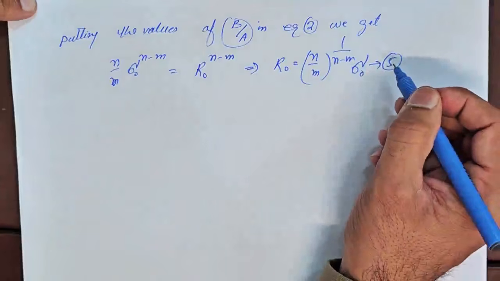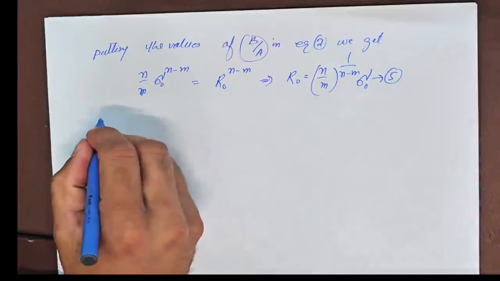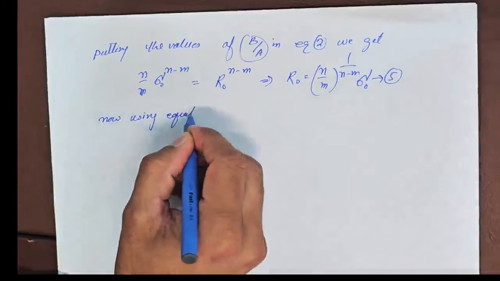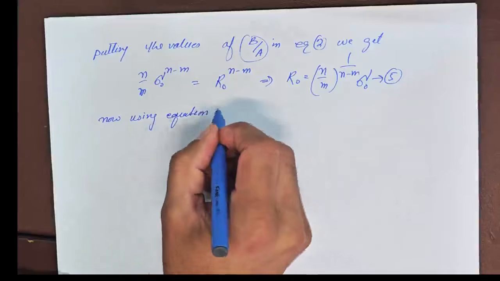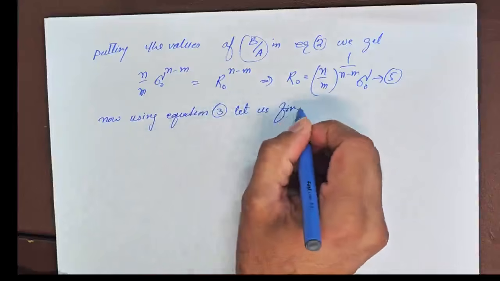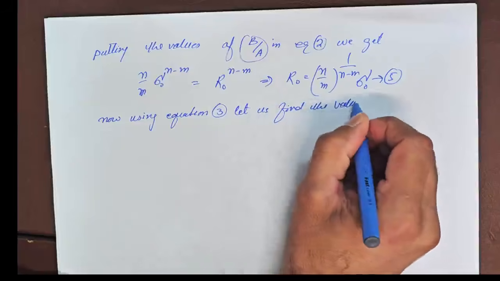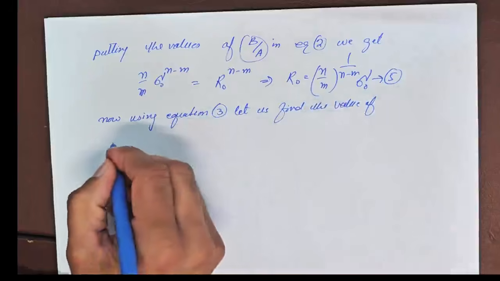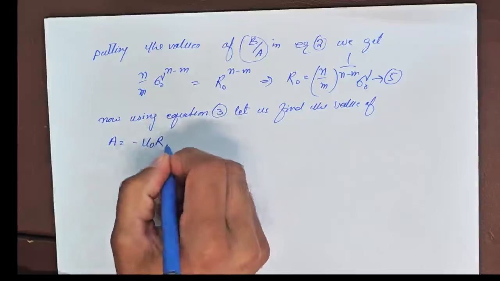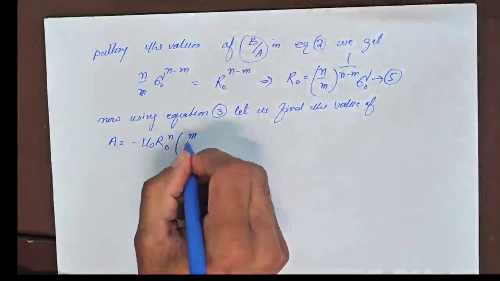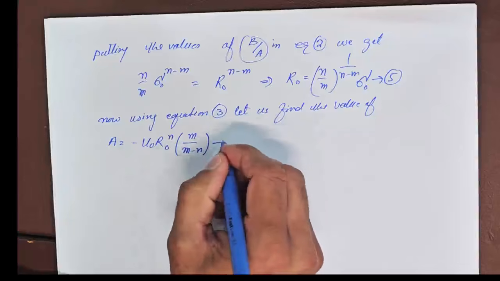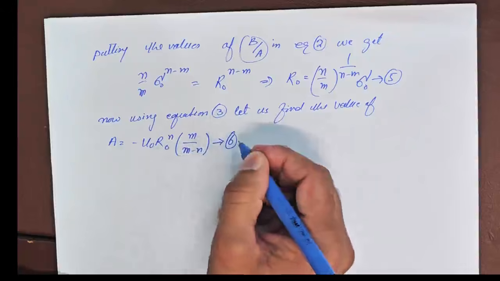Now, using equation 3, let us find the value of A, which is equal to minus u naught r naught n, m divided by m minus n. And this is equation 6.